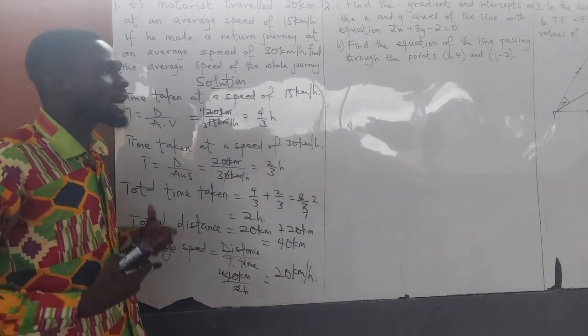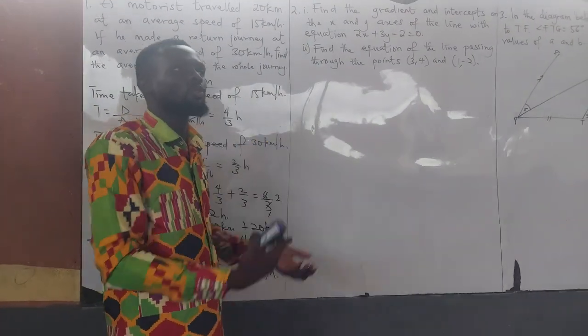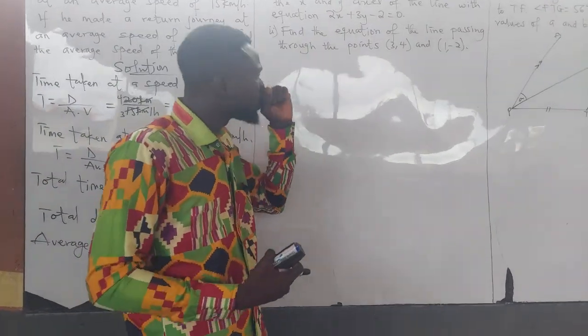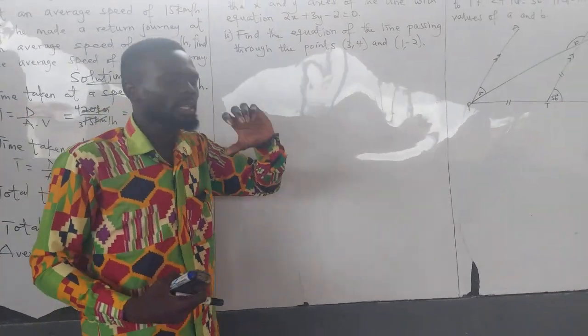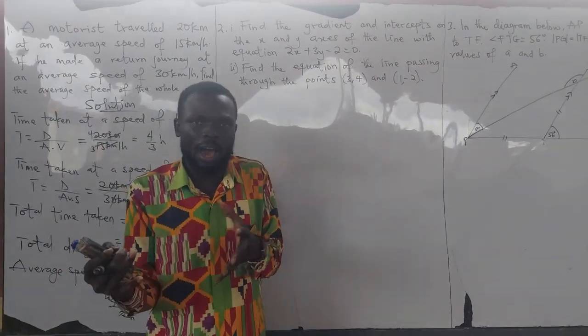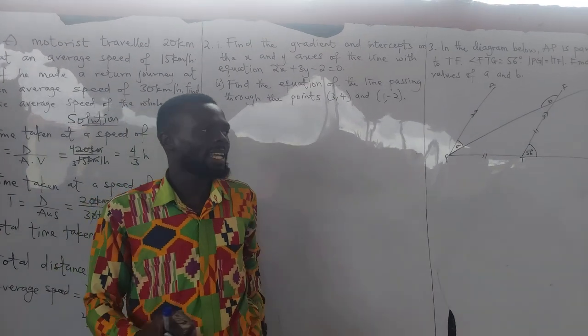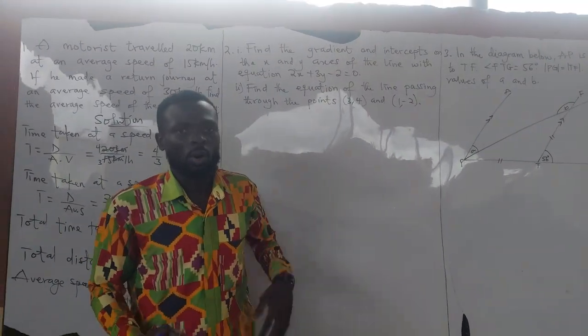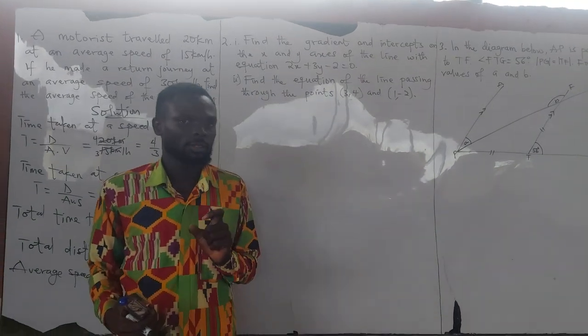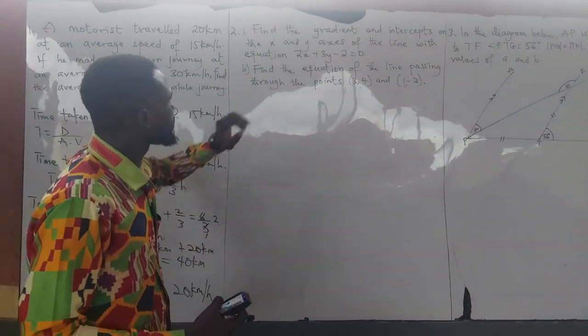You can be asked to calculate for only going, but this one, he made a simple return. Good. Let's look at number 2. Number 2 is about linear graph and a line graph, where you'll be asked to find the gradient of a line or you may be asked to find the equation of a line. So let's take the first one.